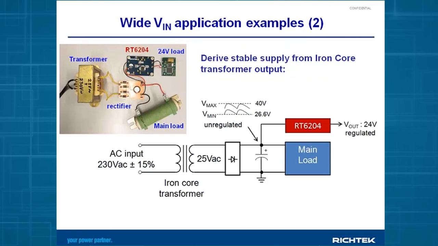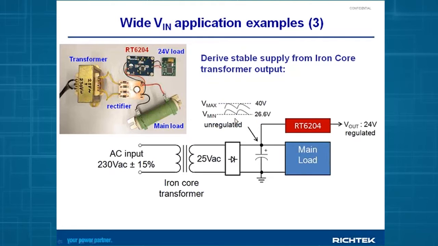Another example is an iron core transformer. You know, iron core transformers don't have any regulation mechanism, so the output voltage of these transformers will fluctuate if the input voltage is also fluctuating. Furthermore, if you apply a load to iron core transformers, there will be considerable output ripple.